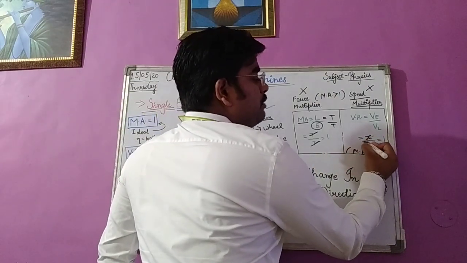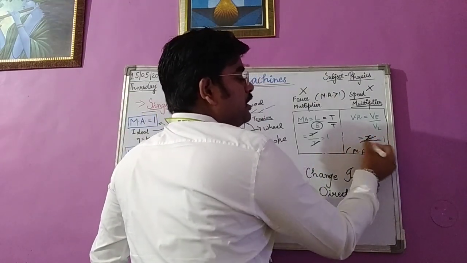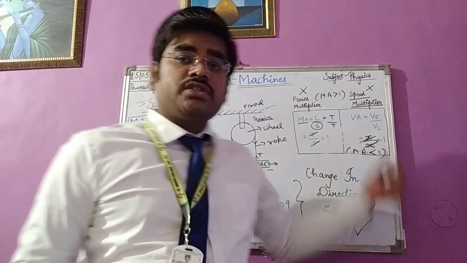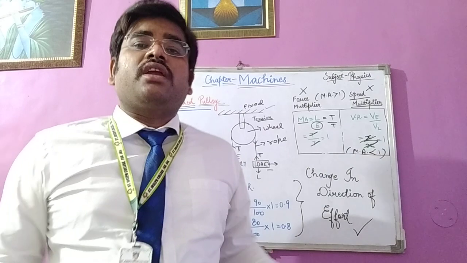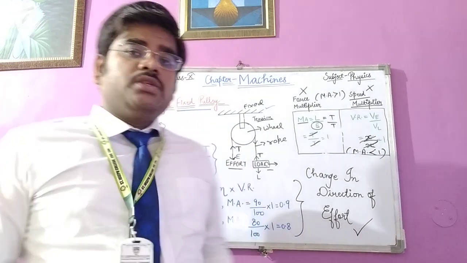That will give you x by 1 and x by 1. This and this will be cancelled. So the velocity ratio will become 1. So that's why we have proved this is not a case of the speed multiplier also.